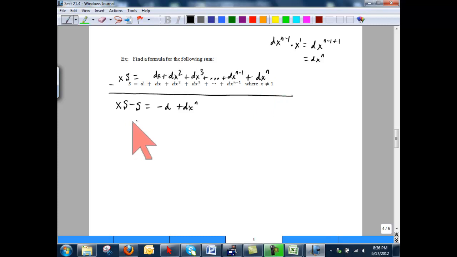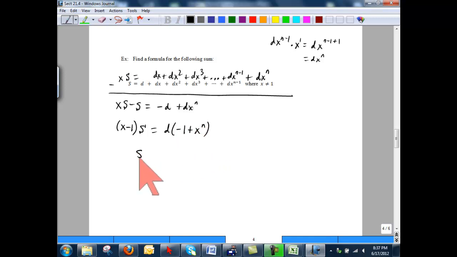I'm trying to solve for s in this expression. Let's factor an s out of the left-hand side. So both terms on the left have an s, and if I pull it out, say on the right-hand side, that leaves an x minus 1. On the right-hand side, both terms have a d. Let's pull that out, and I get a minus 1 plus x to the n.